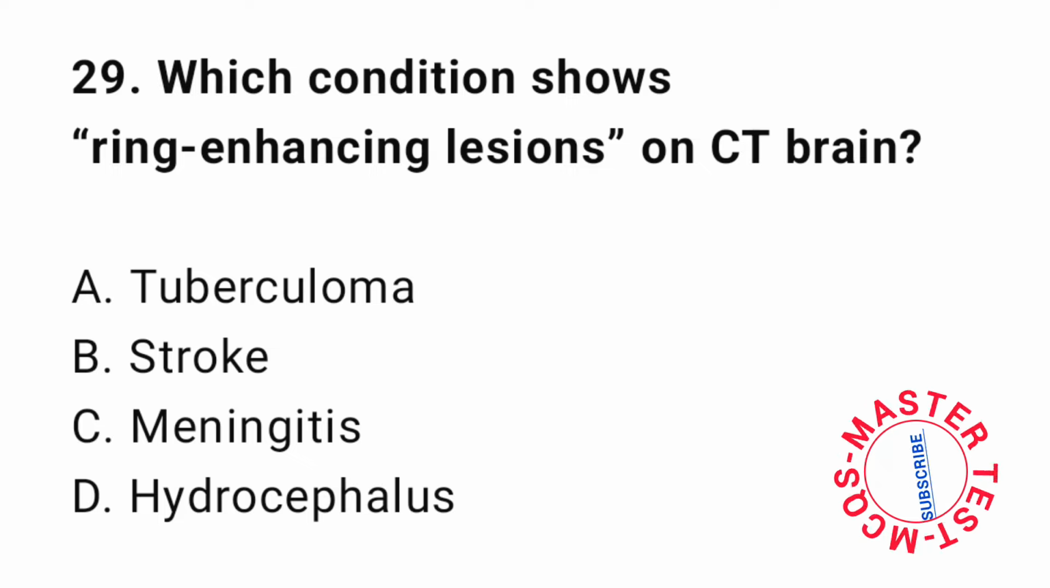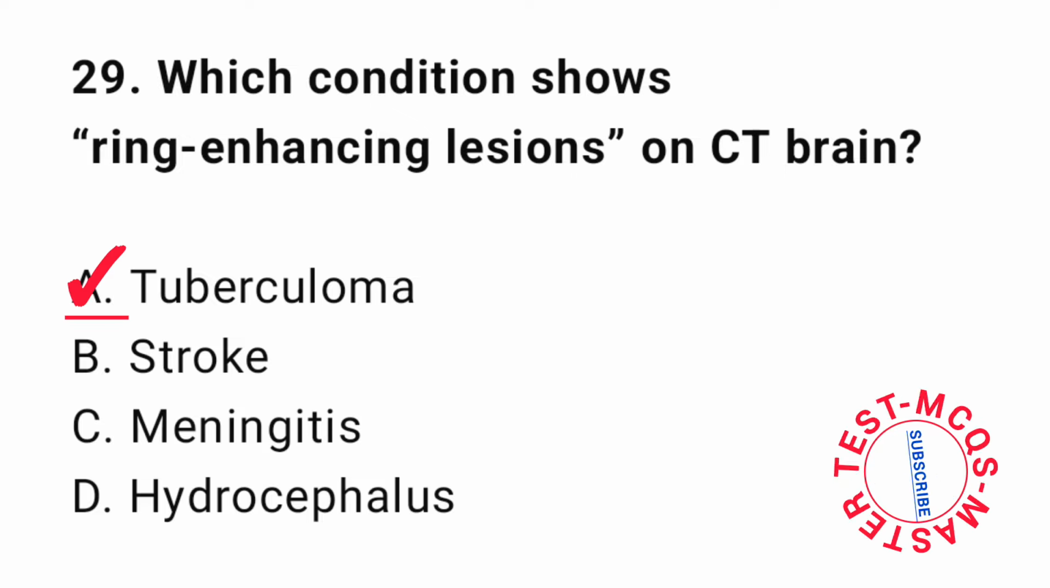Question number 29. Which condition shows ring enhancing lesion on CT brain? The right answer is A. Tuberculoma.